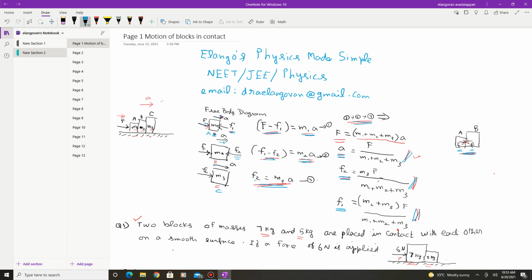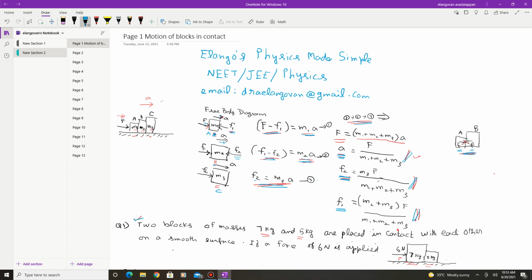So the contact force between the block A and B is determined. The contact force between B and C, which is F2, can be determined, and the acceleration of the body can be determined. Now use this idea, let us solve one simple problem. So question number 1.